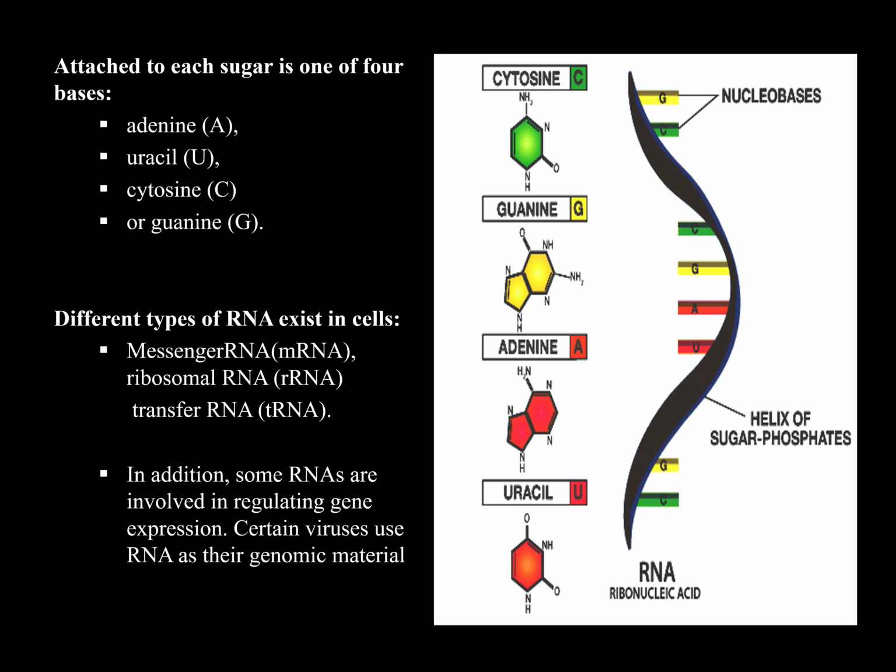Now we see the bases in RNA. Attached to the sugar is one of four bases: adenine, uracil, cytosine, or guanine. Different types of RNA exist in the cell. The main types are mRNA, tRNA, and rRNA. These three work together during protein synthesis. So RNA is not only one type. It has different forms with different roles.